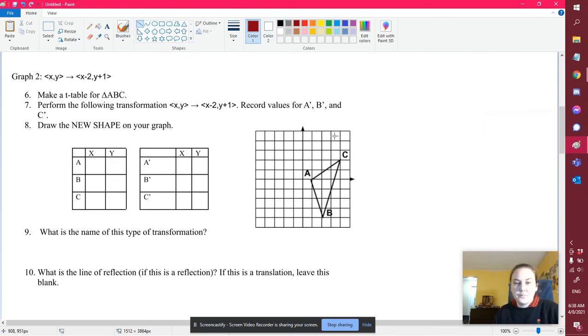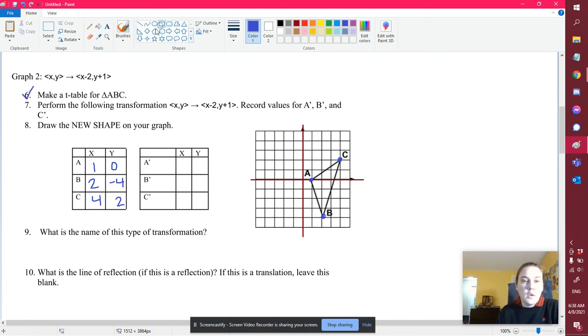Let's again draw in the axes. Nope. I'm going to draw in the points before we even get started. Just clean up our act. Okay. Make a t-table for triangle ABC. A is 1 over and 0 up. B is 2 over and 4 down. And C is 4 over and 2 up.